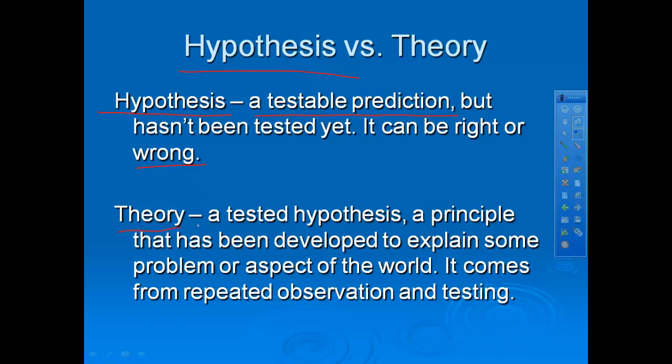A theory, on the other hand, is a hypothesis that's been tested, and it has been developed to explain something that you've observed in the world. A theory comes from repeated observation and testing. So maybe in just normal conversation, you guys will use these 2 words interchangeably. You might say, I have a theory about that, or my hypothesis is such and such. But in reality, they're 2 really different things.